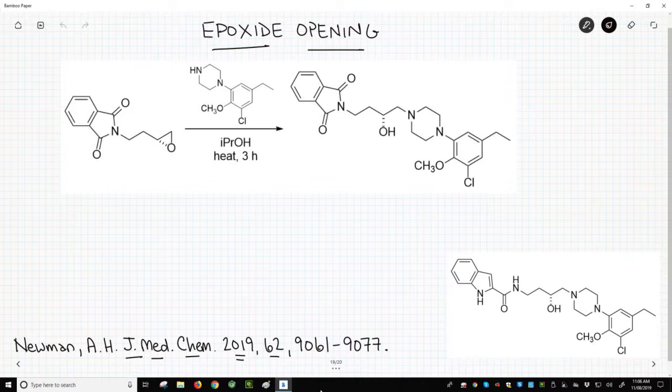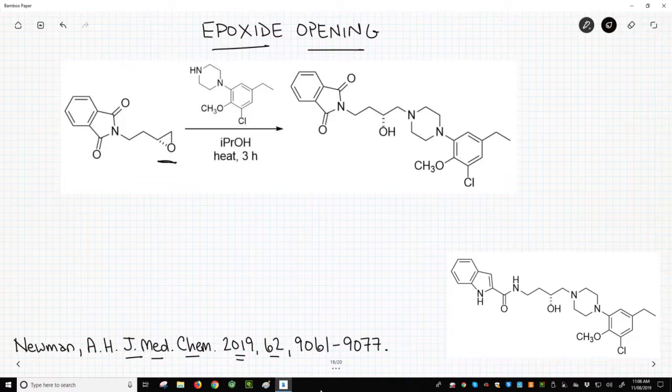At the top of the screen is our reaction. We start with an epoxide. Epoxides are electrophilic and they are opened by either strong nucleophiles under neutral to basic conditions or weak nucleophiles under acidic conditions. We do not have any strong acids in the reaction, so this is a strong nucleophilic opening.